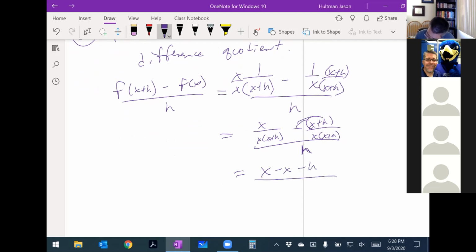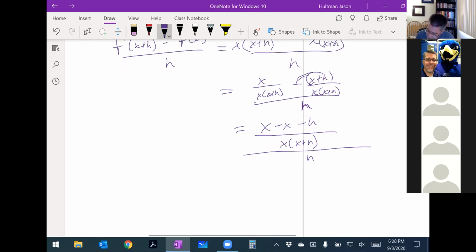So that's negative h, so x minus x minus h, all over x times x plus h, all over h. And what I'm going to do now is something kind of sneaky. I'm going to take this h on the bottom.